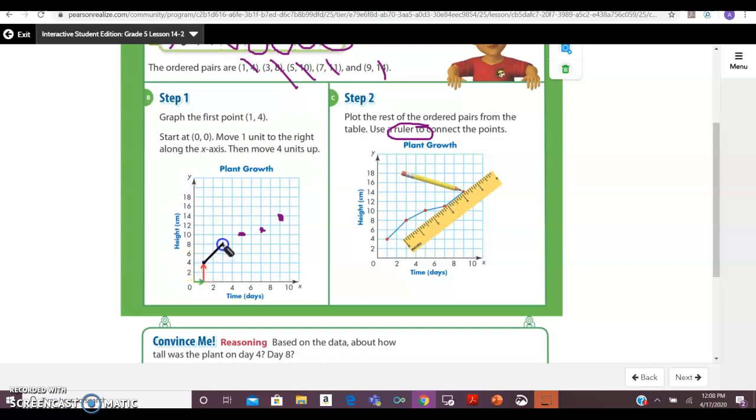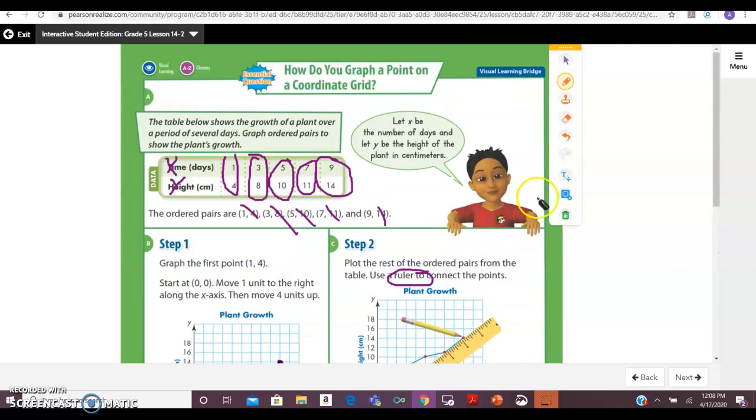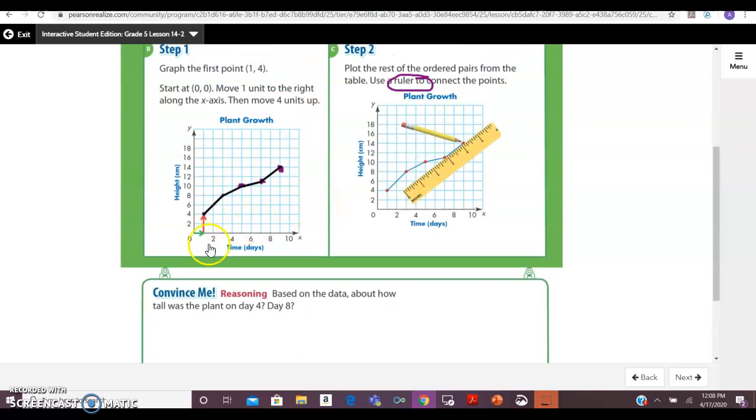Now I have on here a straight line tool, so you can see exactly what I'm referring to. All right, so like I was saying, if we wanted to know what was happening on day 4 of our plant growth, I could go to day 4, go up till I hit the line and see, oh, so on day 4, my plant should have been 9 centimeters tall. So that is why it is important to use a straight edge or ruler to help us connect the dots.